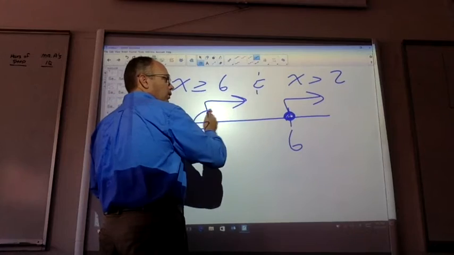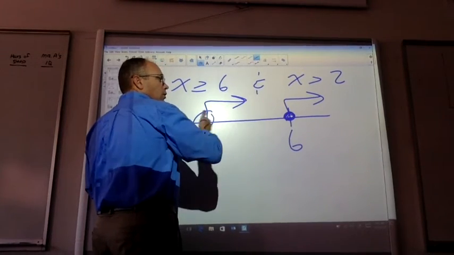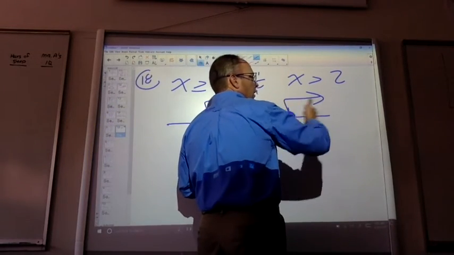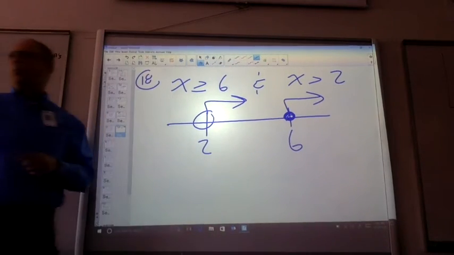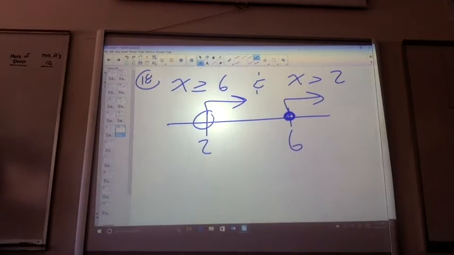What does this give me? True, true, false, false, or true, false? True, false. What gives me over here? True, true. Okay, it's an and problem. I need to have true, true. Still with me? So where does this work? It goes from 6 square bracket to what? Infinity.